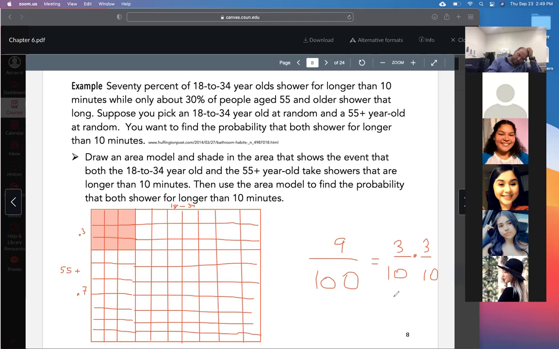I'm just a little confused. I noticed that you did a 30% box, but it says 70% of the 18 to 34-year-olds shower longer than 10 minutes. The first sentence in the question. Oh, okay, so then it should go like that. And then the only place that they overlap is those 9. Well, just not 9 anymore. Oh, it's okay. Now it's 21.